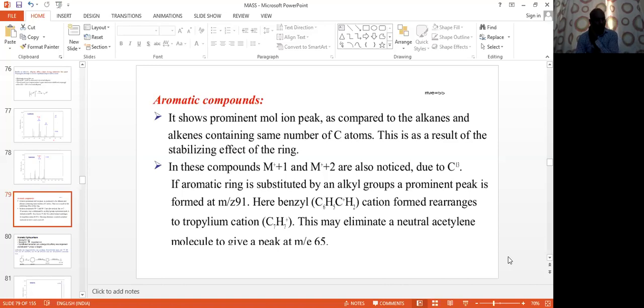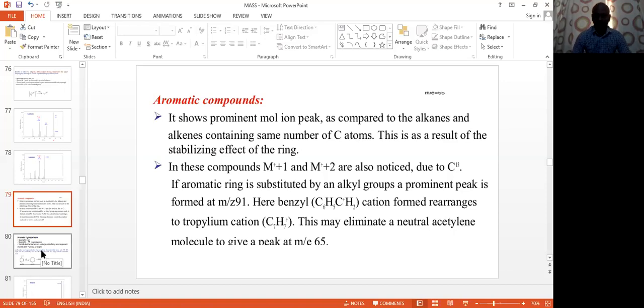You can also call it the tropylium cation. Then again you will get an M by Z value of 65, and from this tropylium ion acetylene will be removed as a neutral molecule. So that's how it will be.